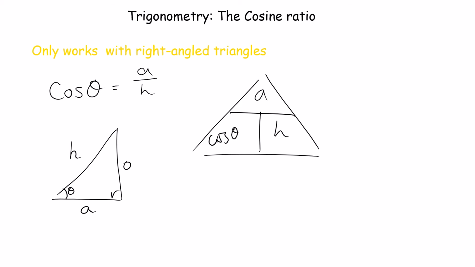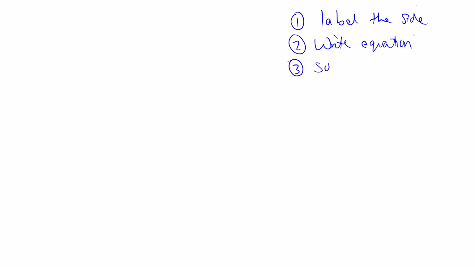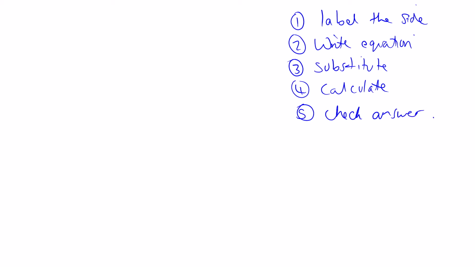So let's have a look at an example. The first thing I'm going to do, just so we've got it there, is to write down the 5 steps that we had previously. Number 1, label the sides. Number 2, write the equation. Number 3, we would substitute. 4, we calculate. And 5, we check our answer. So let's look at an example.